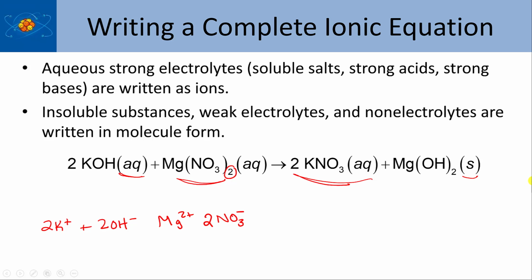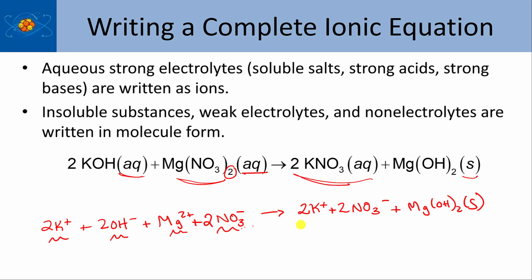Now, for the product side, we'll have 2K plus, like this, and we'll have two NO3 minus, and then magnesium hydroxide, we'll leave it together unchanged. So I'm going to write Mg(OH)2, and we'll write solid after it like this. Now these are all different reactants over here, and these are products, so you need to have plus signs in between. Now the other thing that you should have written after every single one of these is the term aq, and all I'm going to do is do this to indicate that it's aqueous. Like that.